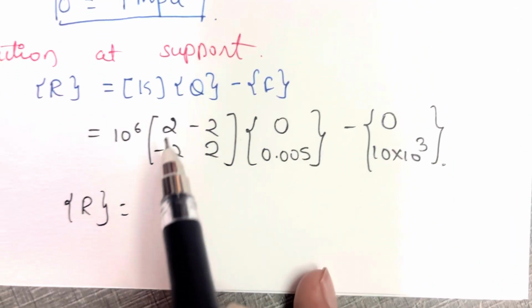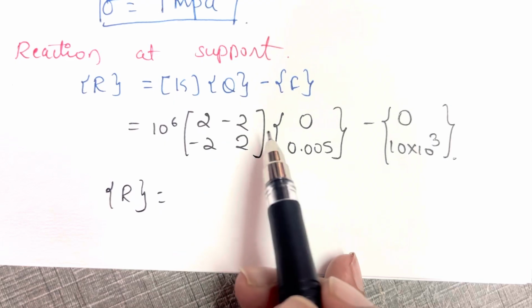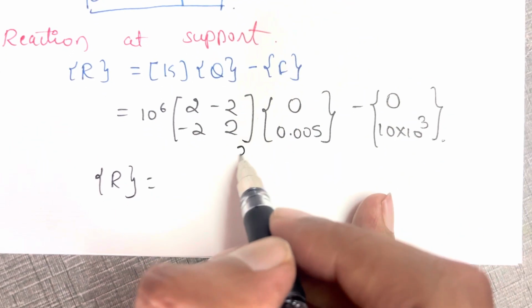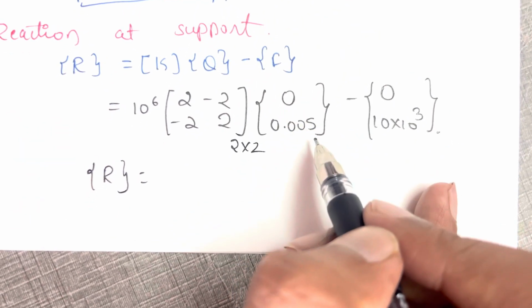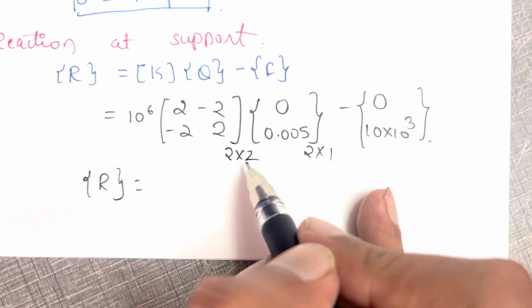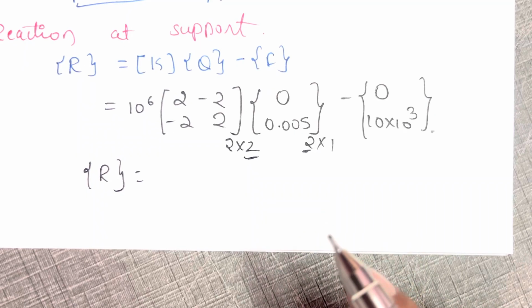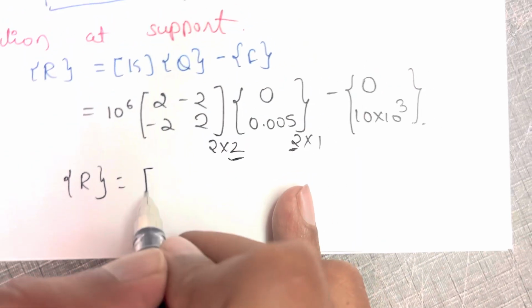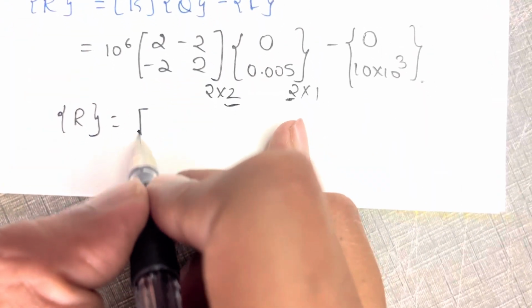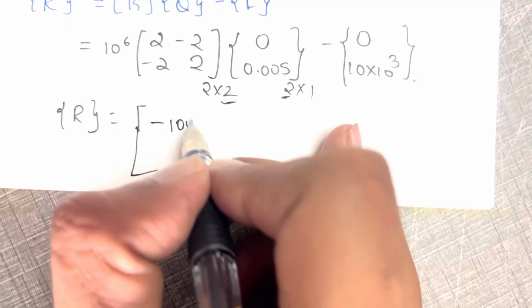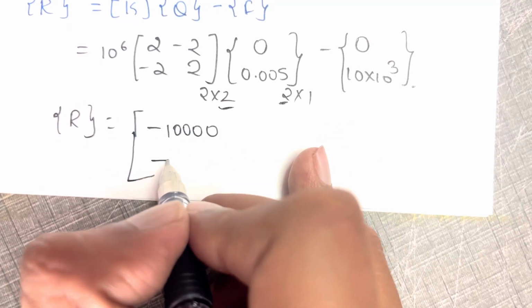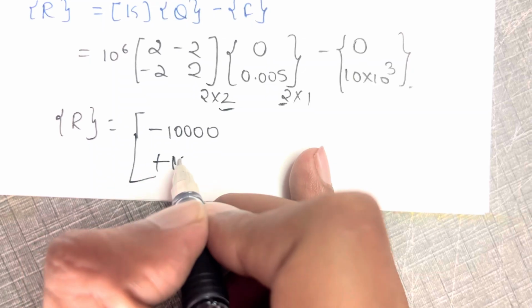Here, first we have two matrices. Here the order is 2 by 2, and for this the order is 2 by 1. As the inner dimensions are the same, multiplication is possible. You'll get the answer in the form of 2 by 1. That is minus 10,000, and here plus 10,000.